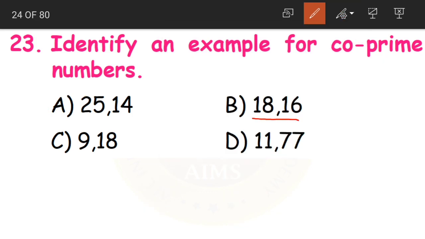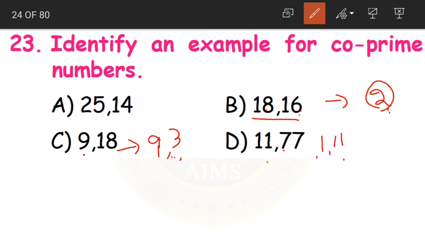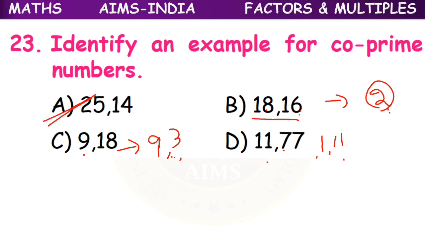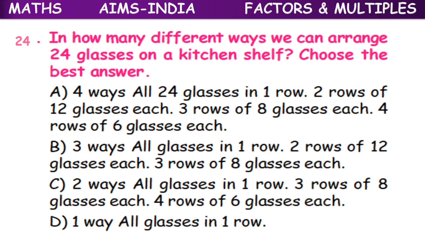If you look at the other options, here 16 and 18, they both share the common factor 2 as well. Here they both share common factors 3 and 9 also. Children, here 1 and 11 are the common factors. So only option A has 1 as the common factor, so they become our co-prime numbers.